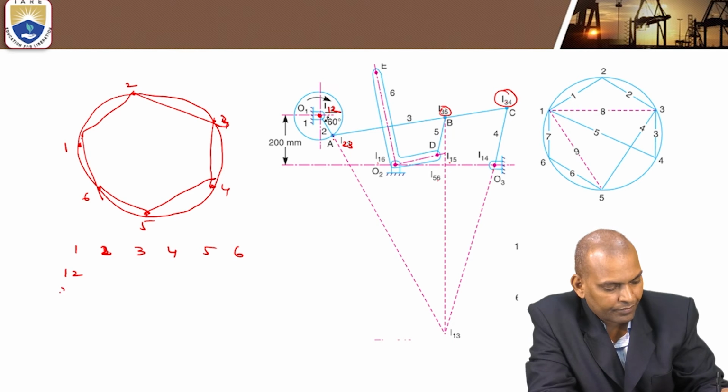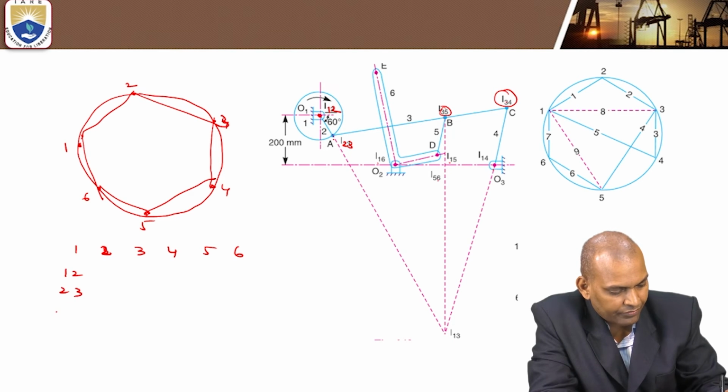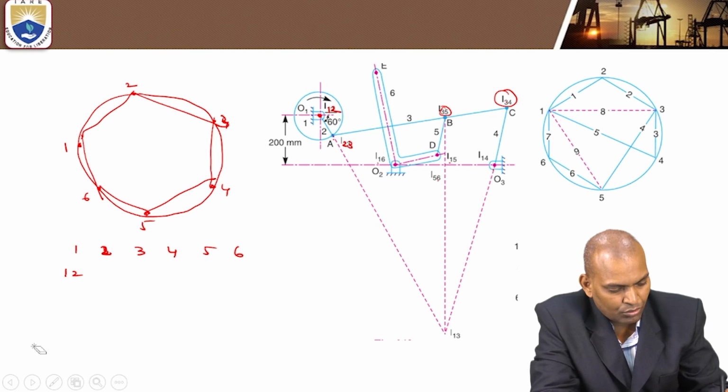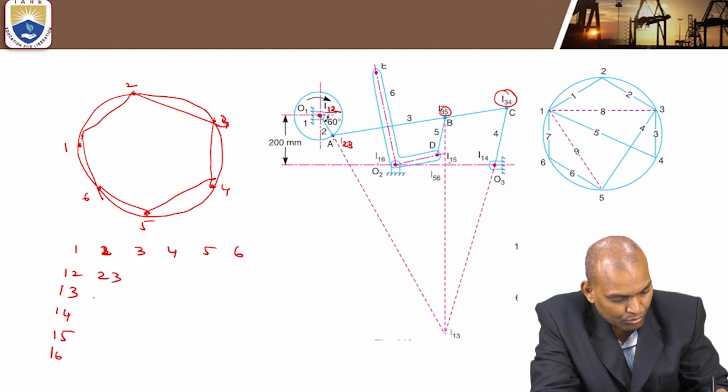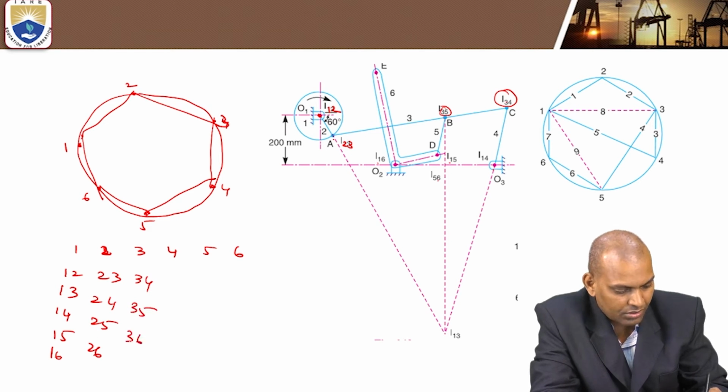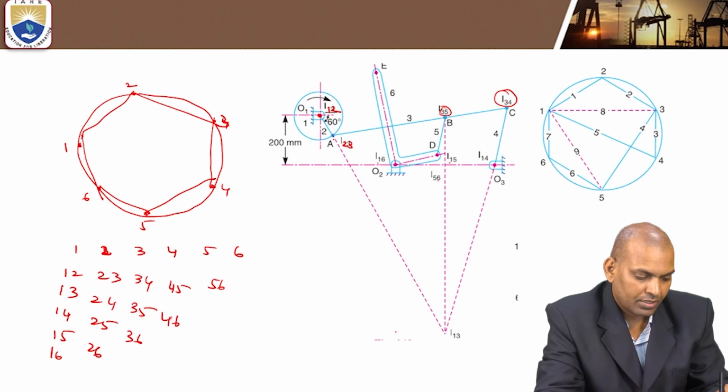Okay. We'll mark it in this eye center table. 1,2; 1,3; 1,4; 1,5; 1,6. 2,3; 2,4; 2,5; 2,6. 3,4; 3,5; 3,6. 4,5; 4,6. And 5,6.